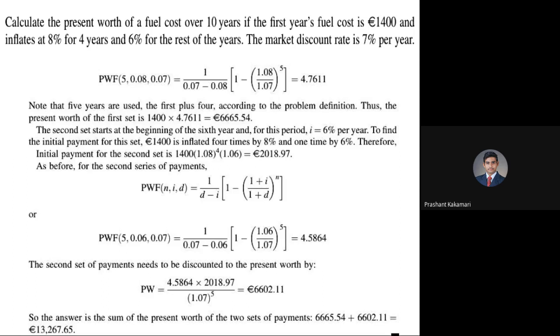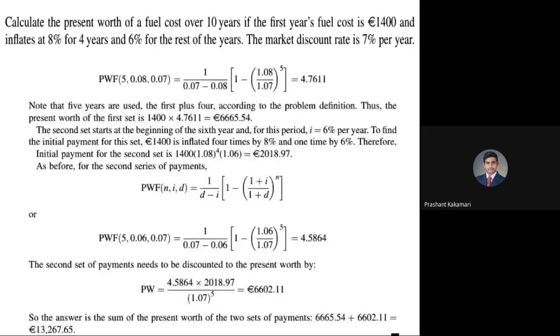So in this problem, we need to again calculate the present worth of a fuel cost over 10 years. For fuel cost is 10 euros. So in this problem, it is euros they have given. For simplicity, we'll assume rupees only. Okay, like rupees 1400 first year we have to pay. And this fuel inflates at 8% for 4 years and 6% for the rest of the years.